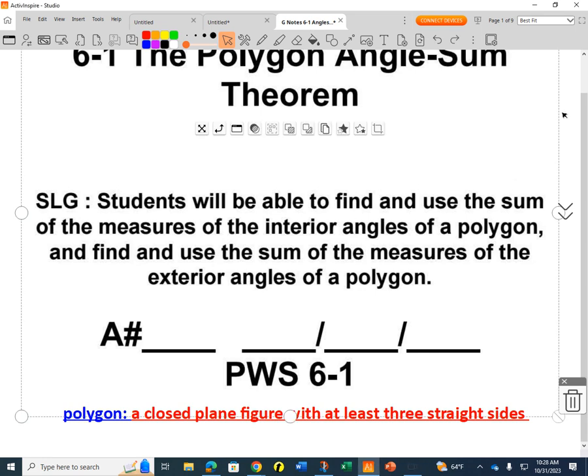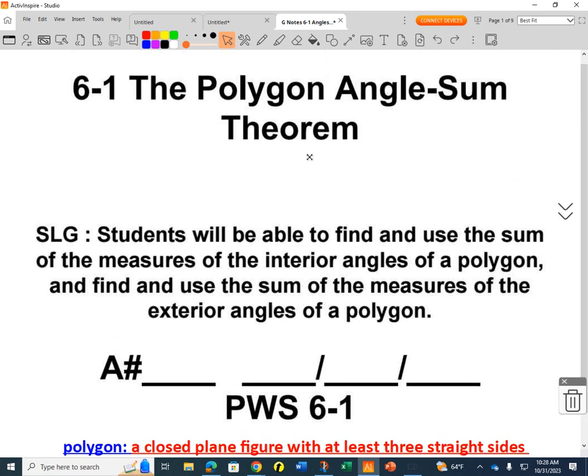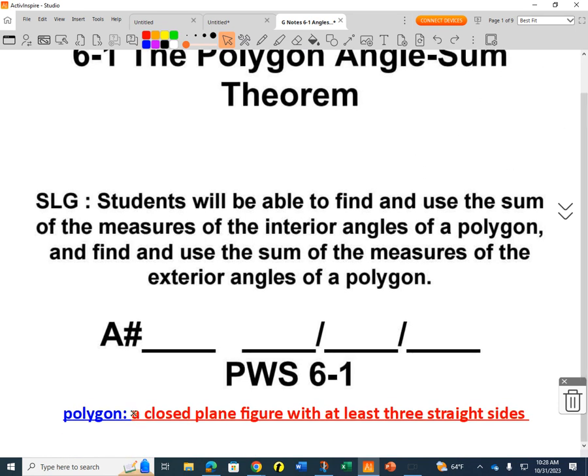So we're talking about the polygon angle sum theorem, the sum of the angles in a polygon. It would be helpful to remind you that a polygon is a closed plane figure with at least 3 straight sides. Closed plane figure means all the sides meet. There are no sides open, right? A plane figure just means it lies in a plane, so it's a 2D figure, and it has to have at least 3 straight sides. So a triangle, square, rectangle, pentagon, octagon. Anything with straight closed sides. So you guys good with this?